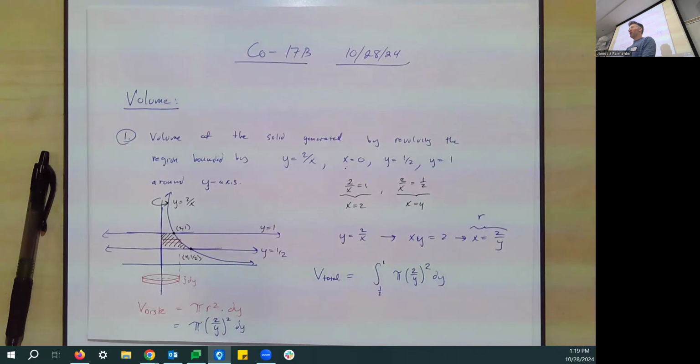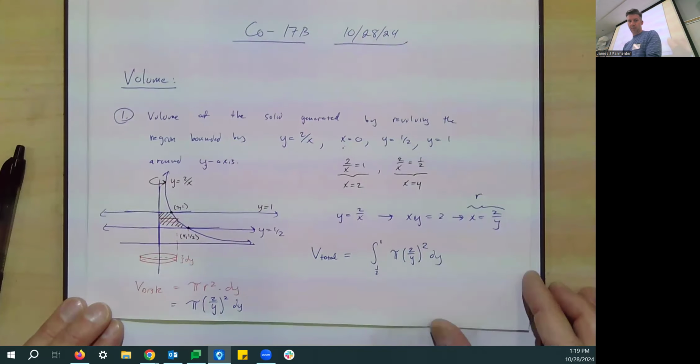The rest of this is less terrible in my opinion. Like the setup is the hard part for these usually. The integration is often pretty straightforward. Not always. Sometimes it's some terrible integration by parts or something.